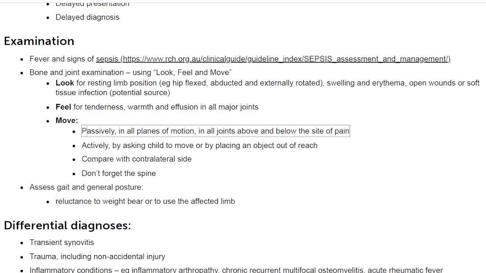Move passively, in all planes of motion, in all joints above and below the site of pain. Actively, by asking the child to move or by placing an object out of reach. Compare with the contralateral side. Don't forget the spine. Assess gait and general posture. Note reluctance to weight bear or to use the affected limb.